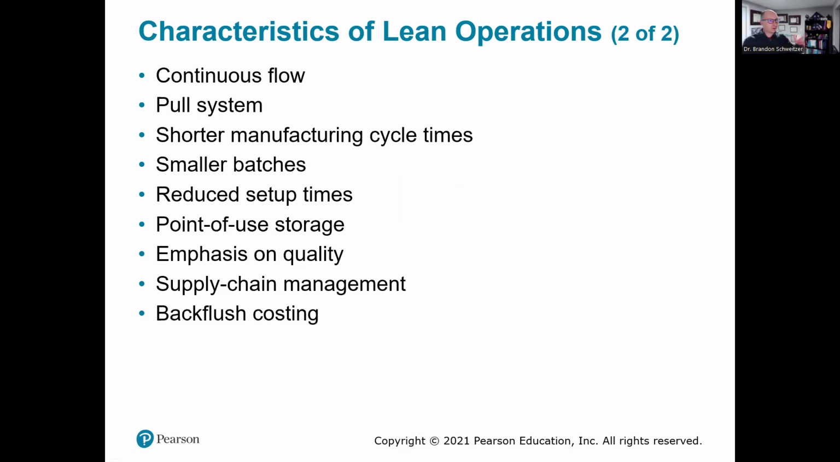So, great characteristics here of lean operations in business: continuous flow. Think about the assembly line, the pull system, shorter manufacturing cycle times, small batch products, reduced number of setups, the point of use. Where are we storing things? How many times is it being moved? Supply chain management. Do we have our raw materials readily accessible? Backflush costing. These are all characteristics of lean operations. We'll talk more about this in class.